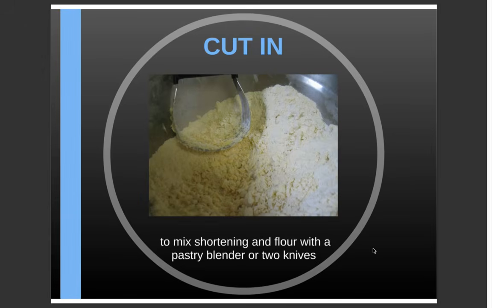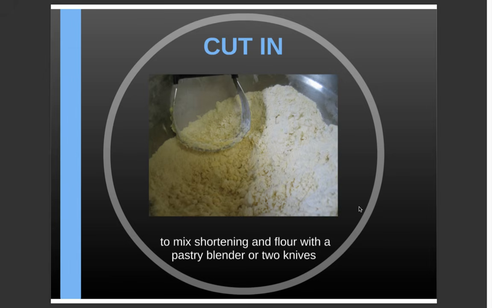Cut in is very similar to cream, but different. We'd use a pastry blender, and we're going to mix our shortening, our fat, with flour. And we're basically going to just chop up our butter and make flour surround it so we get all these little pebbly sized pieces. You could use 2 knives if you don't have a pastry blender, or even a knife and a fork, but the pastry blender is easier.